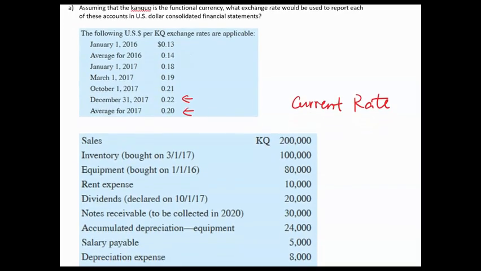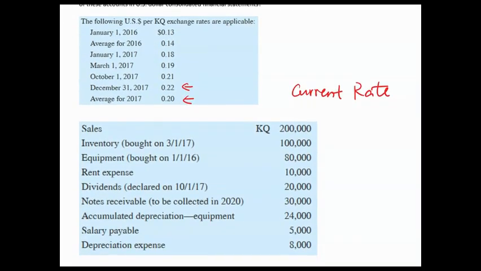Okay, so let's have a look at those accounts. Sales is an income statement account. We use the average rate, that's 0.2. Inventory, we use the current rate, 0.22. Equipment, 0.22. Expense, average rate, 0.2. Dividend, historical rate, that's the rate on October the 1st, 0.21.